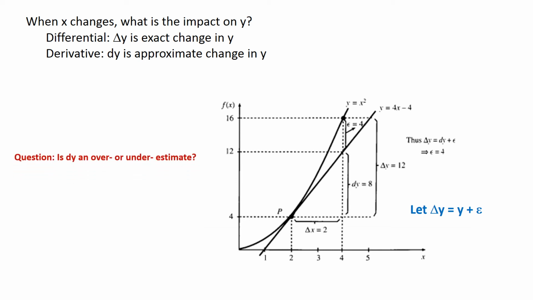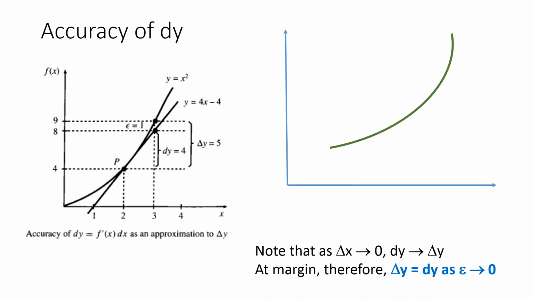Now, is dy an overestimate or underestimate? Remember, del y is the exact value. We are following the function, and del y has gone up by 12. dy, on the other hand, follows the tangent, and we can see it has gone up by only 8. So that means dy is, in this case, an underestimate. Let me restore the diagram. In the limiting case, as I've told you before, the error term will tend to 0.